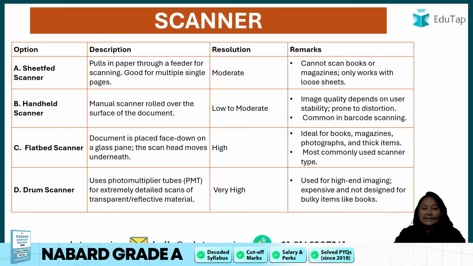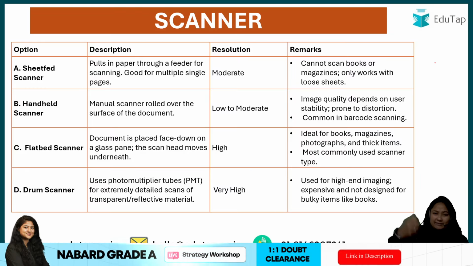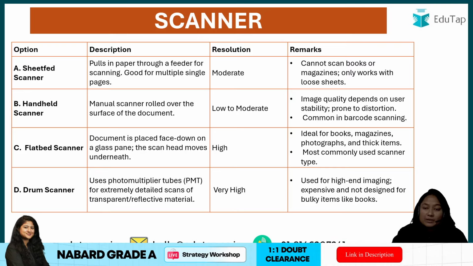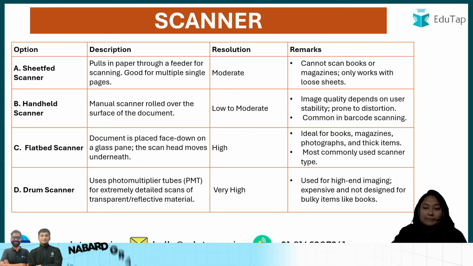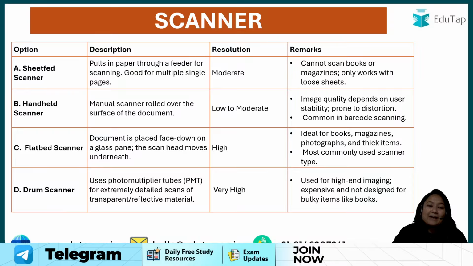Then we have handheld scanner. Handheld scanner, you must have seen the barcode readers. So handheld scanner is like that. It's a handheld device, and when you roll it over the document it gets scanned. It provides great stability. However, distortions are there, and it is common for barcode reading, that I have already told you.